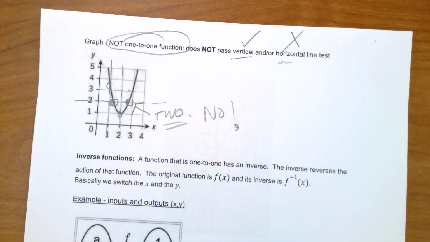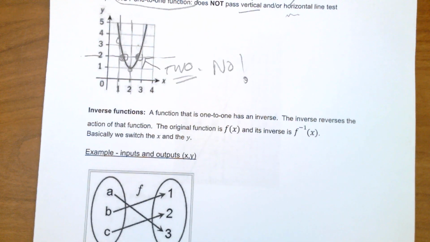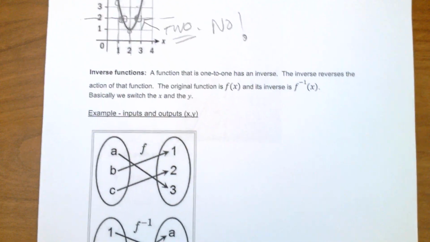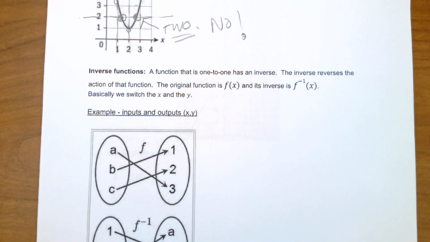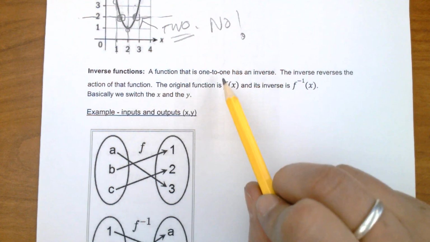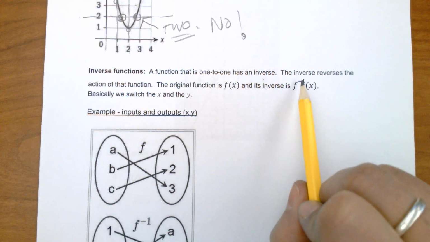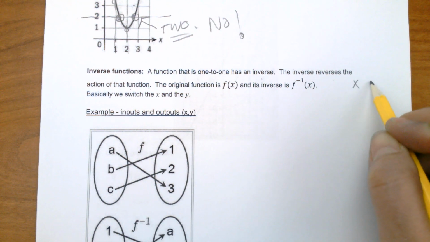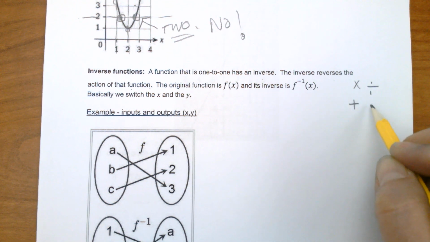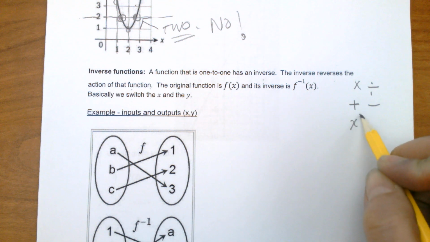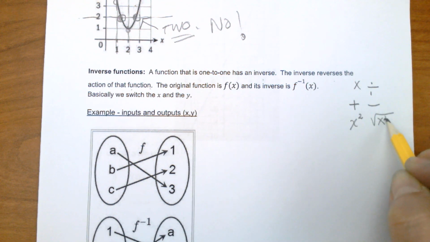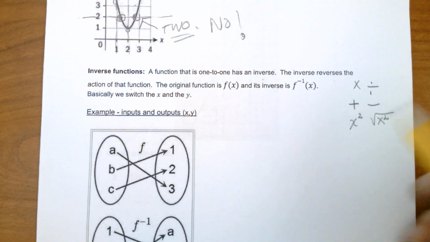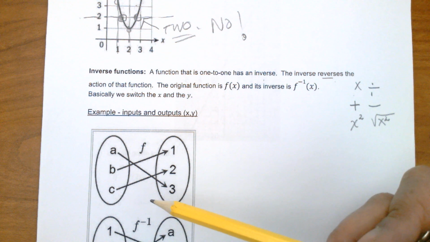Okay, why are we learning about these one-to-one functions? That's because we're going to be learning about inverses. An inverse function is a function that is one-to-one. So every one-to-one function has an inverse. What does that mean? The inverse reverses the action of the function. Remember, we know inverses. What's the inverse of multiplication? Division. What's the inverse of addition? Subtraction. What's the inverse of squaring a number? Taking the square root of that number. So we have all of these. Inverses just undo the actual action. It reverses it. All right, well, what does that mean for our inputs and outputs?